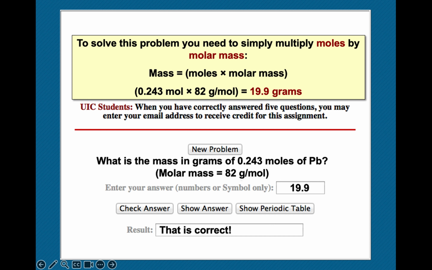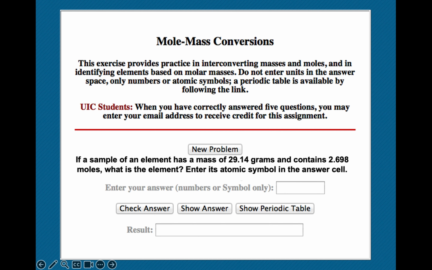Now, I put a couple more of the mole mass conversions in that aren't quite as simple as the first couple we did, because they are on the exam. We have an element with a mass of 29 grams, and that 29 grams represents 2.7 moles. What's the element?